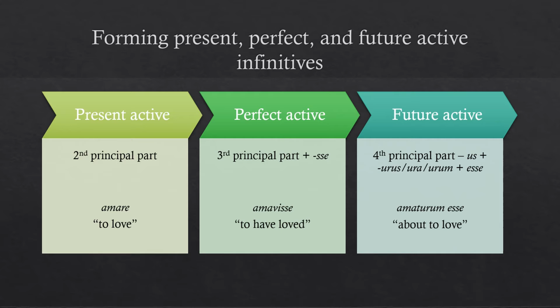loved. The future active infinitive is a little bit tricky because it requires a periphrastic construction. This means that it requires more than one word. In this case, it is formed by taking the fourth principal part, removing the ending, adding ur, and whatever first or second declension ending is required by the subject, as well as esse. So the future active infinitive of amo would be amaturum esse, which is generally translated as about to love.